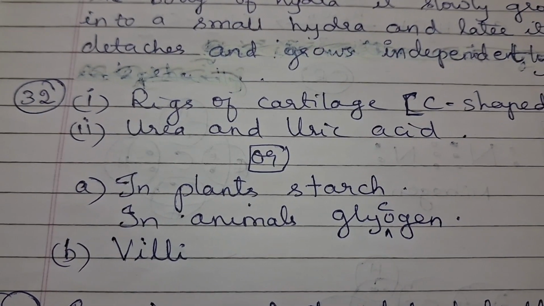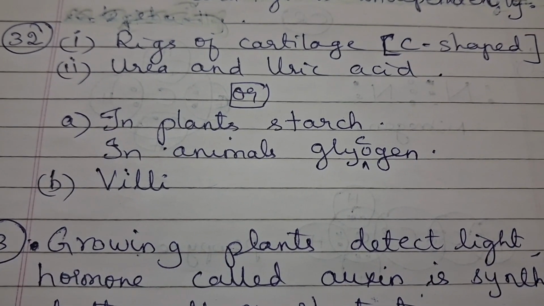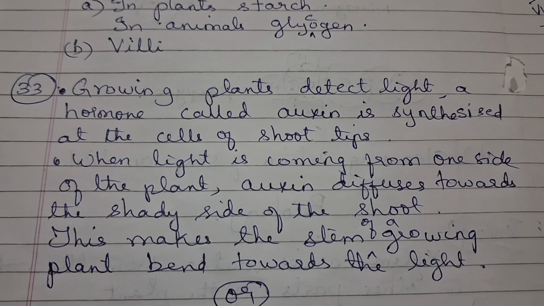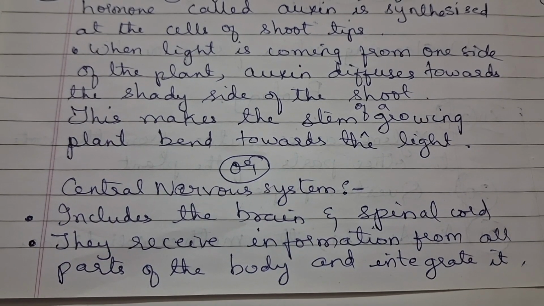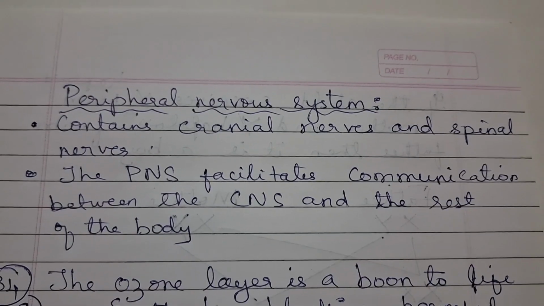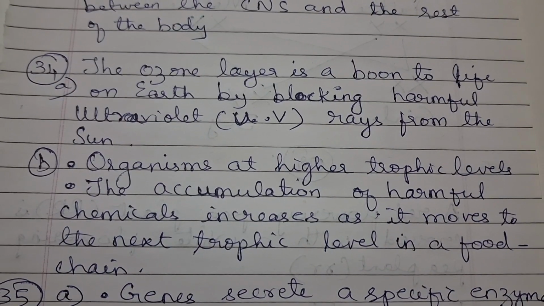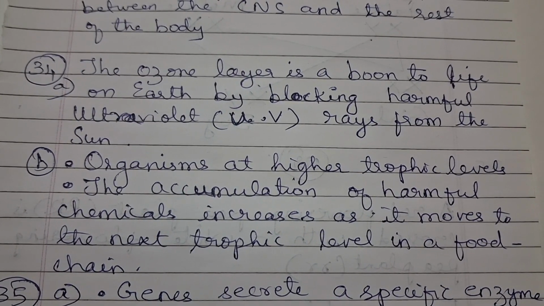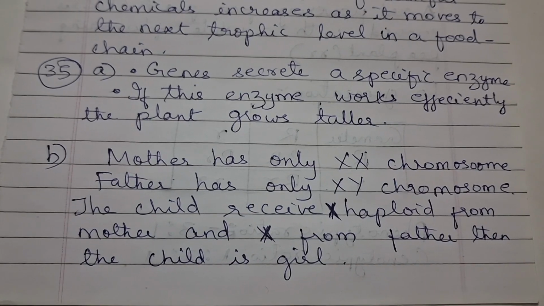32nd question. Then OR question. 33rd question. OR question, difference between the central nervous system and peripheral nervous system. This is the peripheral nervous system. 34, ozone layer is a boon. Then 34A and B is there. 35A, and 35B.